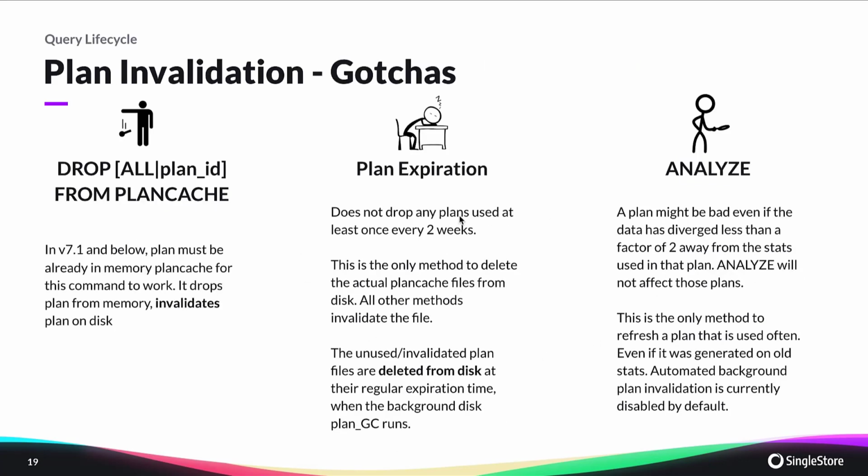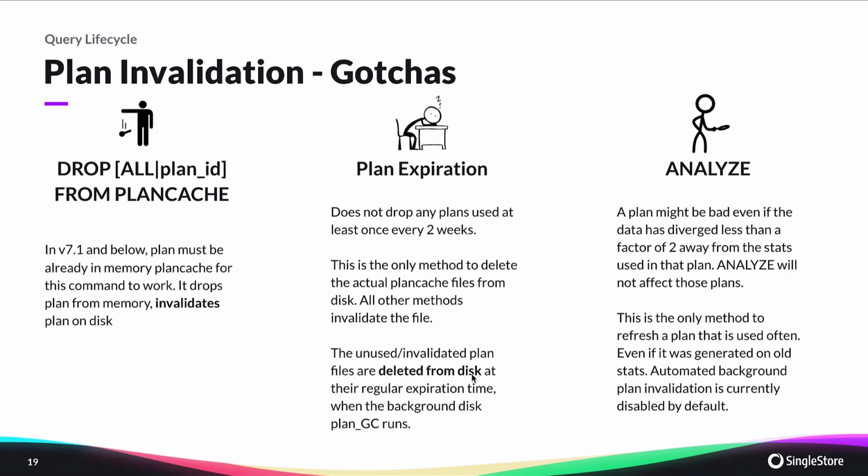So I want to point out a couple of differences between these. So analyze is manual, drop is manual, plan expiration is automatic. The drop is going to be invalidating the plan. Also, analyze is only going to be invalidating the plan, but they don't actually delete the files. The only way that the files are deleted is once they have reached their disk expiration time. We won't use it. It's been marked invalid. We won't use it, but the files will still live on disk, and they'll only be deleted once they would have expired from disk after 2 weeks.